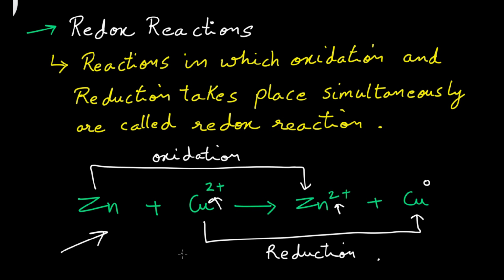Now this is a redox reaction. This is one example of a redox reaction. There are many more like that. This is for simple understanding that one species will undergo oxidation and the other species will undergo reduction. That's how a redox reaction works.